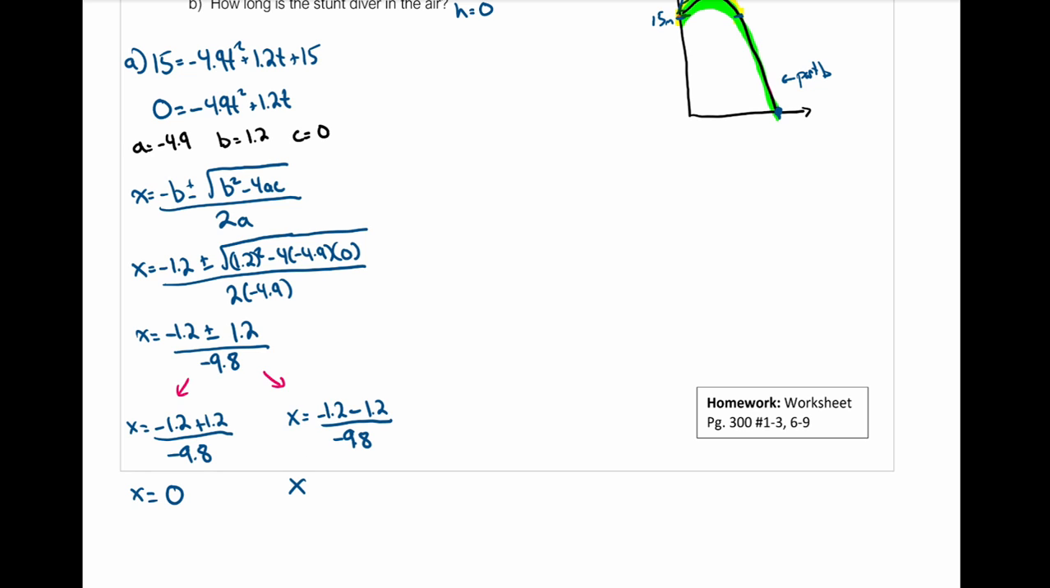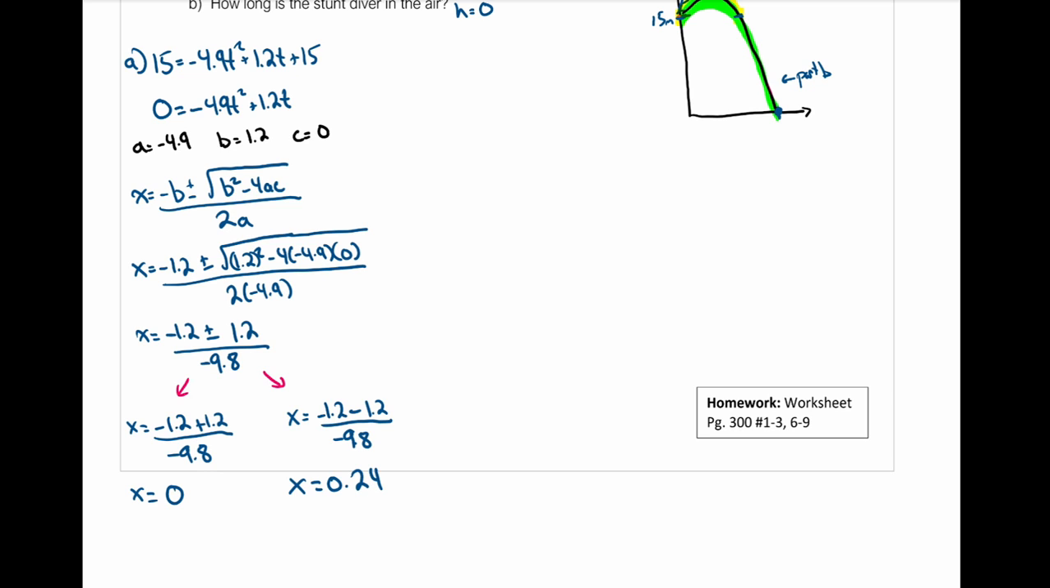So the second value, negative 1.2 minus 1.2 divided by negative 9.8. Again, I'm just going to do this calculation all at once. And I get x equals 0.24. So that means that he hits 15 meters at 0, and again continues up, and then hits it again on the way down at 0.24.